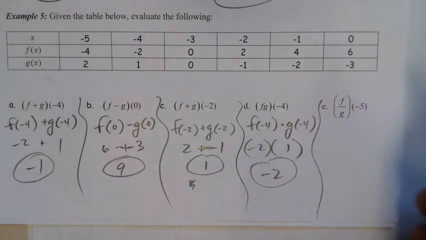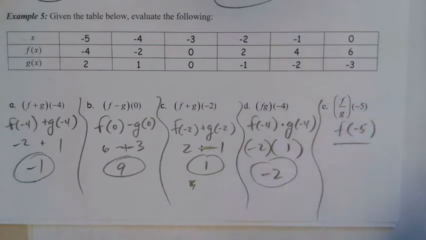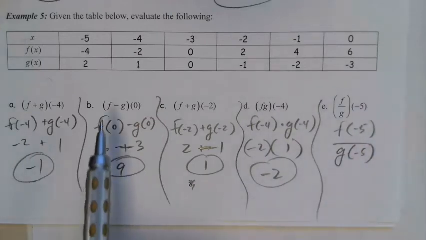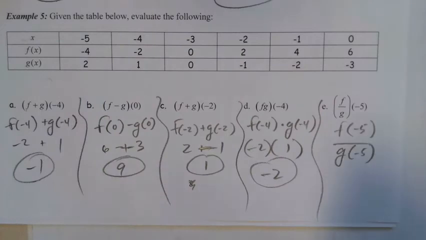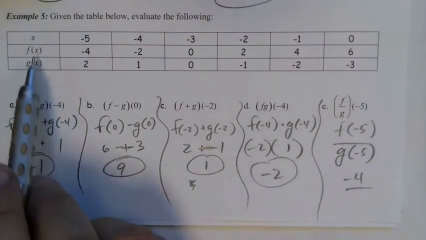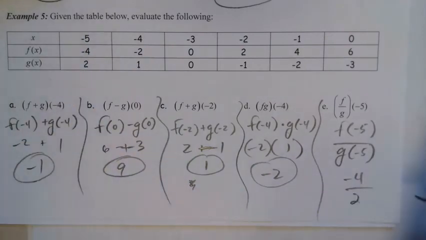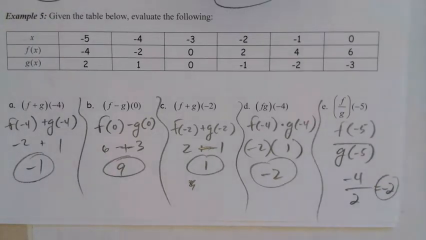F over g of negative 5, well, that's just telling you to find f of negative 5 and put it over g of negative 5. So I would go up to my table. There's negative 5. X is negative 5, so f is negative 4. So negative 4 over g of negative 5 means find x is negative 5 and then go to g. G is 2. So negative 4 over 2 gives me negative 2. And there that is. Now, that's how we look at it with a table.